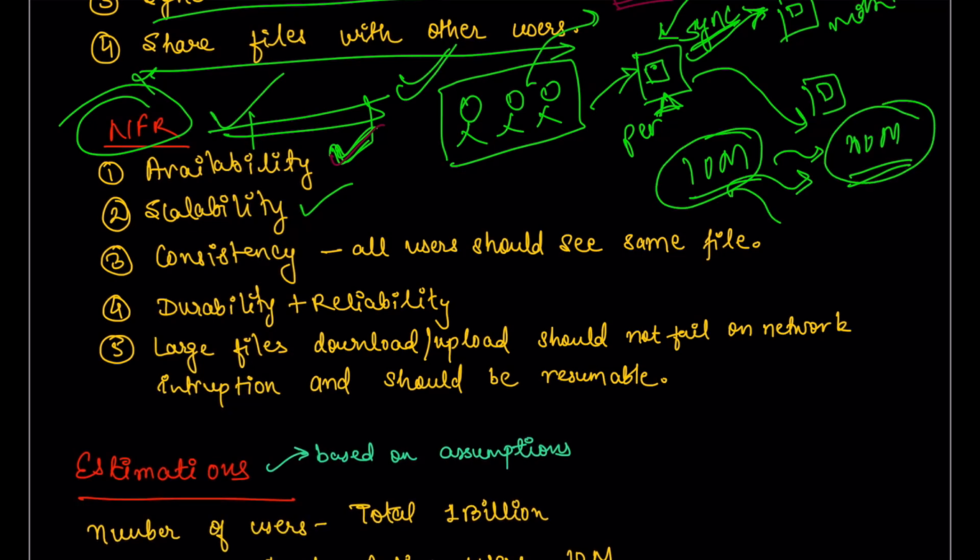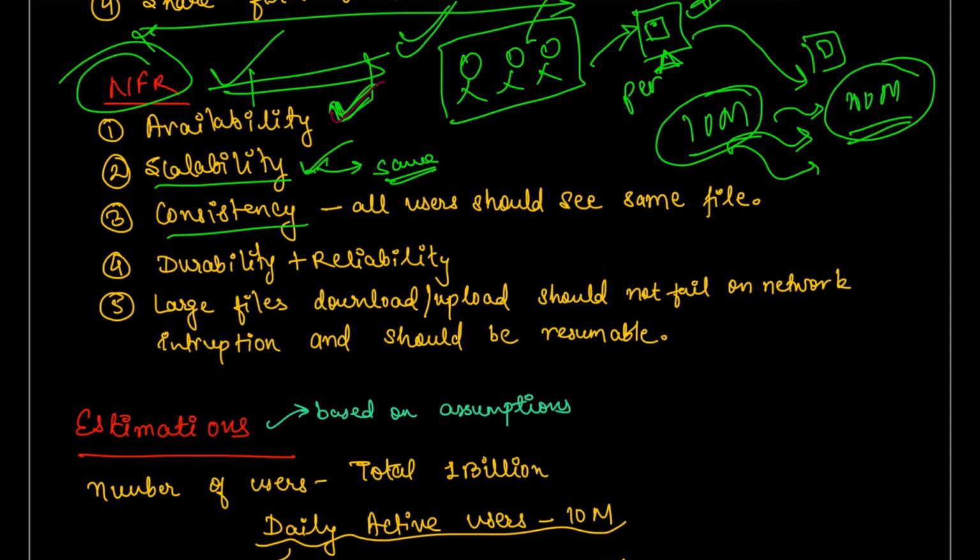ठीक है, as your user base grows, your system should be scalable to handle that growth without impacting the performance. ठीक है, जब हम scalable बोलते हैं, we need the same kind of performance. Like your performance should not be degraded. This is what we mean by scalable.